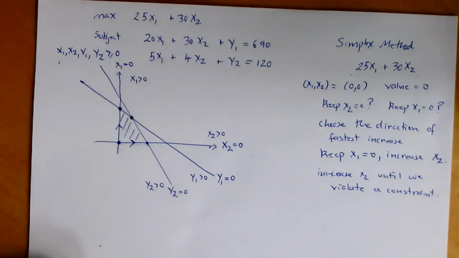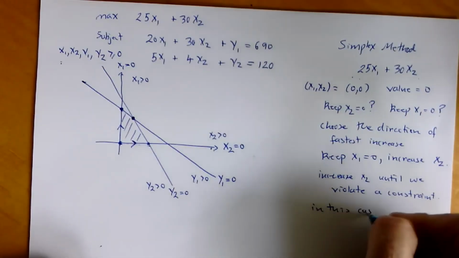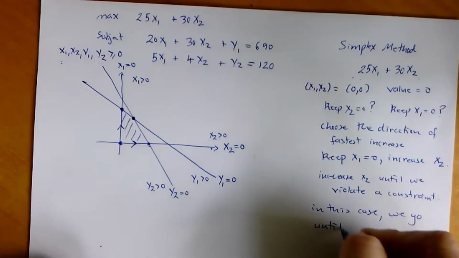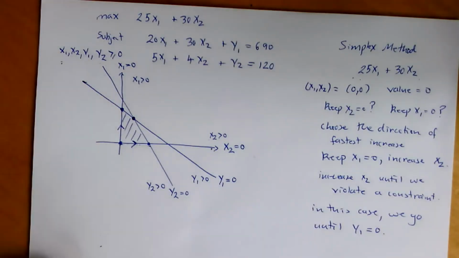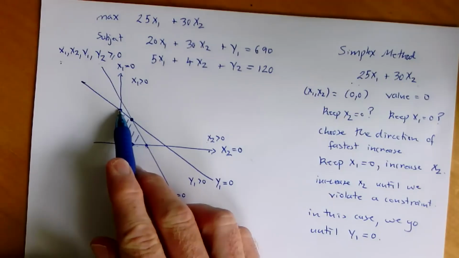So you just walk in that direction until you hit the first intersection. I walk until I hit the first intersection. Okay. Once you've hit an intersection, then if you go past that, you violated the constraint. Exactly. So in this case, we go until y1 equals 0. And if I'd had a different picture, it might have been y2 equals 0. Who knows? Okay, so now we're at this intersection point.